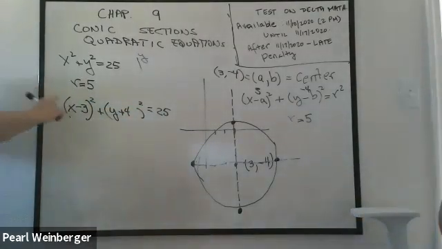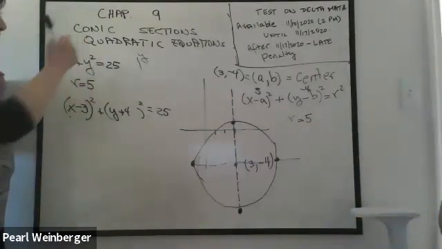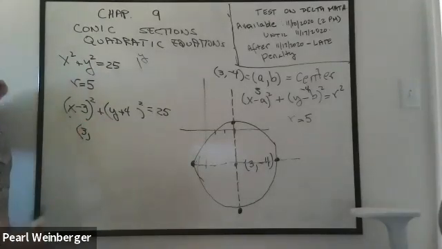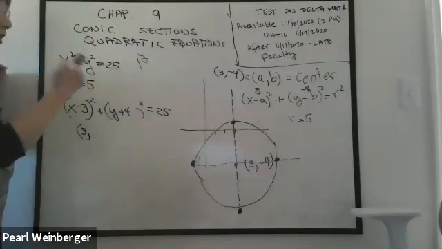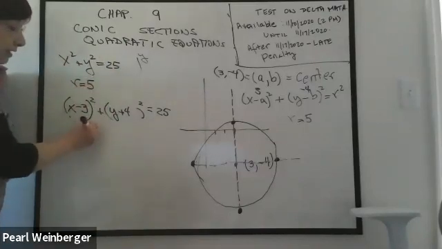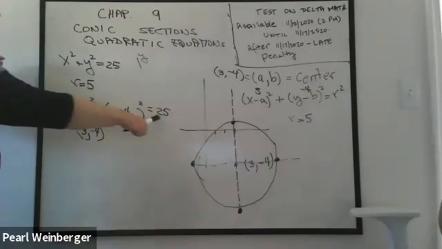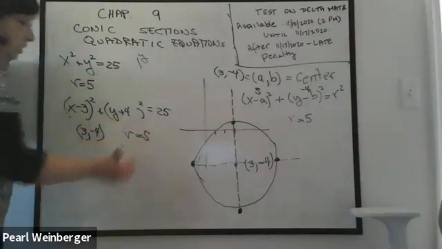Let's be careful. The minus 3 here means that the center is positive 3 for the x. This is a plus 4, so the center for the y is negative 4. It's always the opposite sign. And the radius is the square root of this number, which is 5.